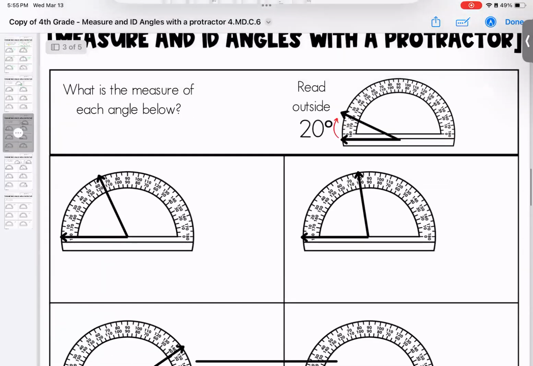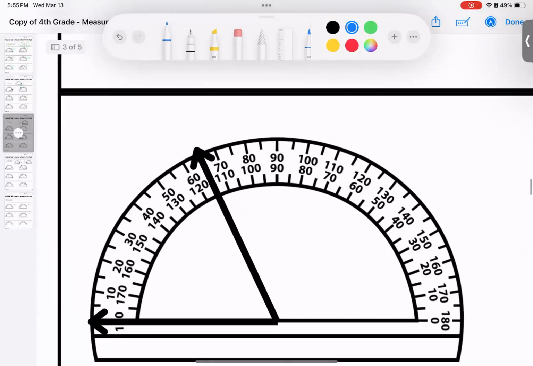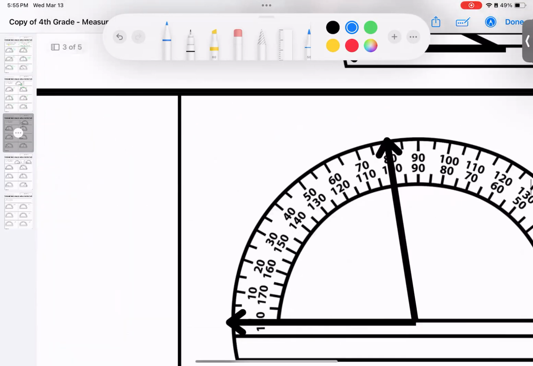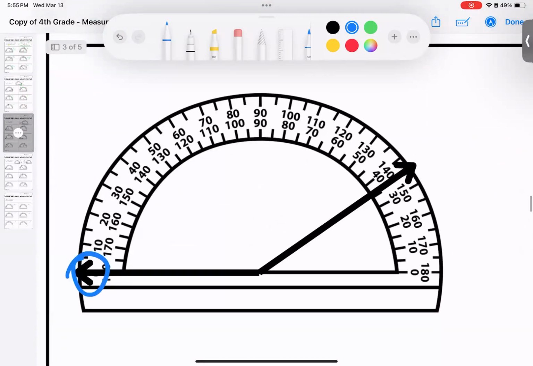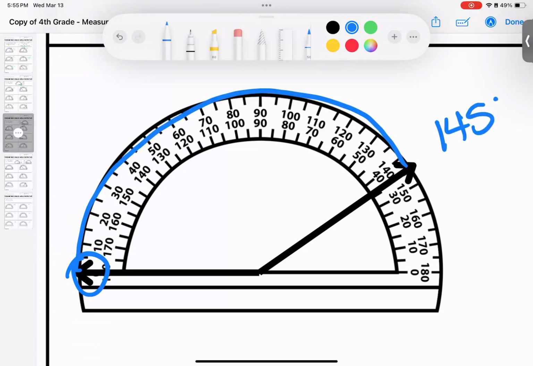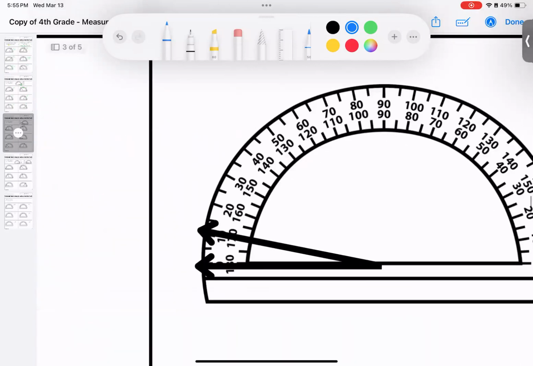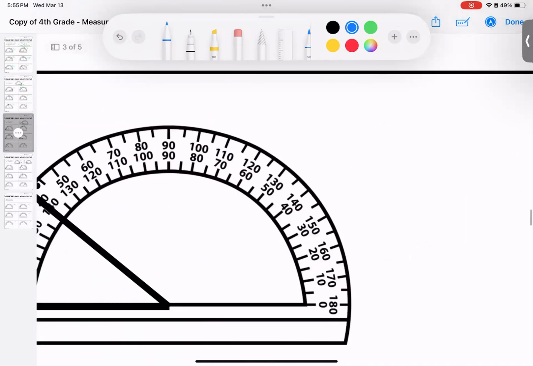Here we go, page 3. We are looking at the outside numbers. Here's my zero, following my outside numbers to 65 degrees. Here's my zero, following my outside numbers to 80 degrees. Here's my zero, following my outside numbers to 145 degrees. Here's my zero, inside number stopping at a super acute 10 degrees.